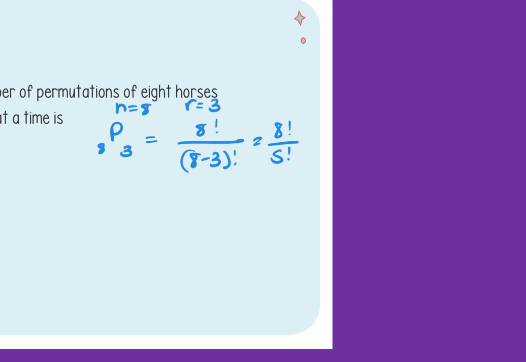These are the ones, for some of them, we can do without the calculator because we can break it down. 8 times 7 times 6 times 5 factorial over 5 factorial. And I have to do 8 times 7 times 6. I'm going to cheat, but you could have done that. That would be 56, and 56 times 6 is 336.